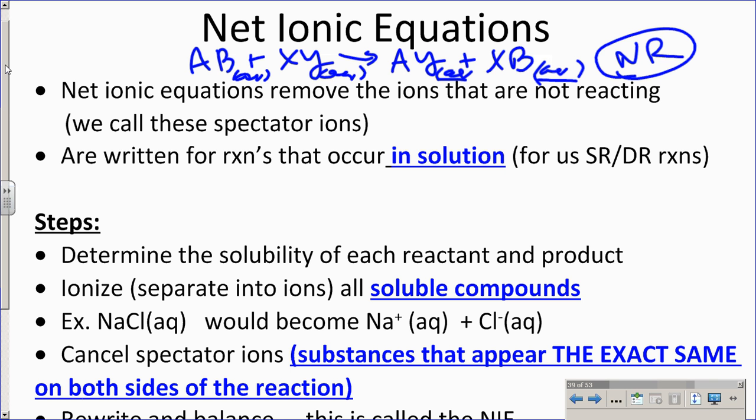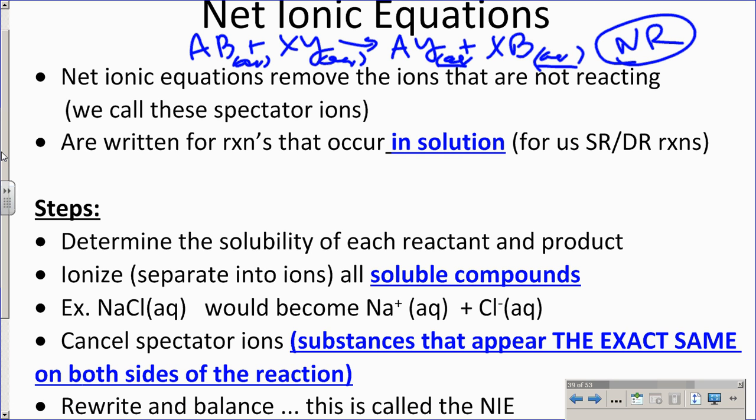So we want to actually write out a reaction for the things in solution that are reacting. That's what we need to narrow down. Okay, net ionics. Let's do this with a table as we go. We have silver nitrate, AgNO3, plus sodium chloride, NaCl. Double replacement.